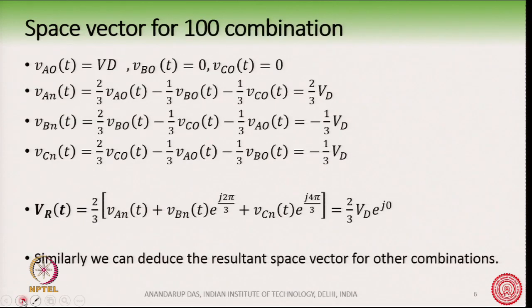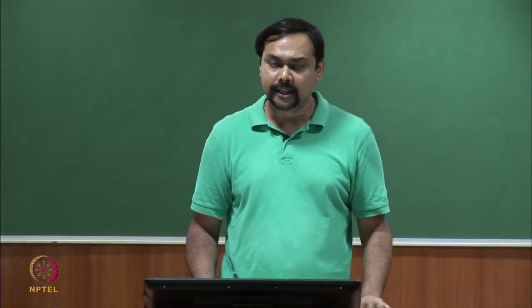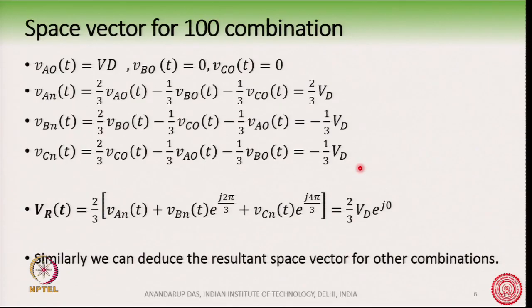So, when I say 1 0 0, it means A phase is 1, that means VD, as written here, and B and C are both 0. Okay. Now, in one of the previous classes, we had derived that VAN is 2/3 VAO minus 1/3 VBO minus 1/3 VCO. If you substitute these values, we see that VAN is 2/3 VD. Similarly, VBN is 2/3 VBO minus 1/3 VCO minus 1/3 VAO, and we see that VBN is minus 1/3 VD, and VCN is similarly minus 1/3 VD. Okay. So, these are the instantaneous load phase voltages, VAN, VBN and VCN, and their values are 2/3, minus 1/3 and minus 1/3 VD.